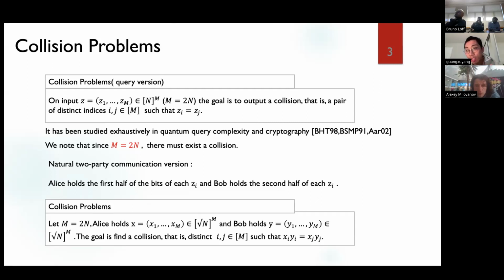So any question about this definition? Wait, why 2n and not n plus 1? You can consider different versions, m equals 2 times n or m equals n plus 1. But different versions will have different upper bounds and lower bounds, I guess.